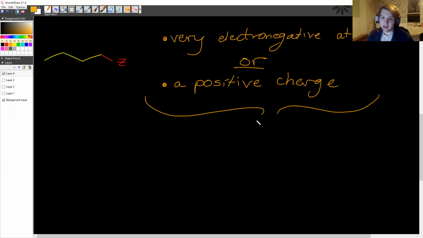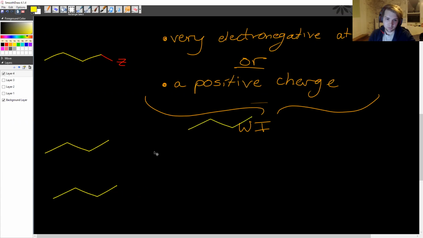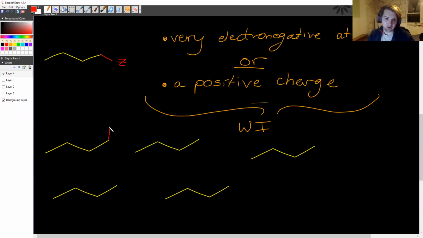These are going to be withdrawing inductively. Okay? These are going to be withdrawing inductively. So what am I talking about? Well, I'm talking about things like a halogen. All right, this is highly electronegative. Or I'm talking about fluorinated groups like CF3. Those are also going to be withdrawing inductively.